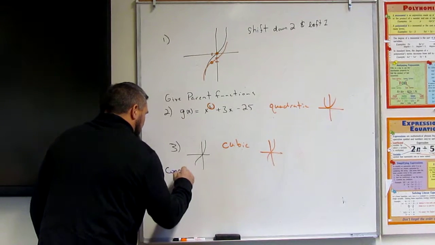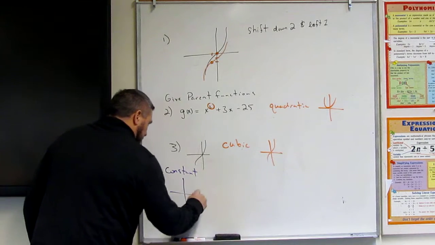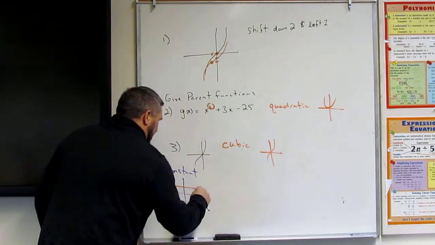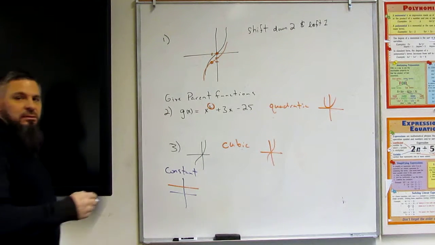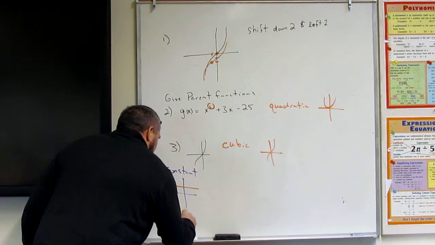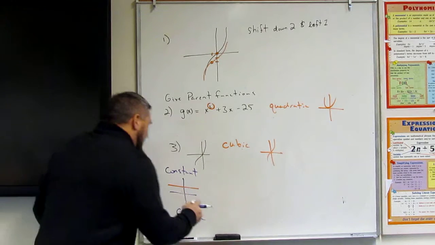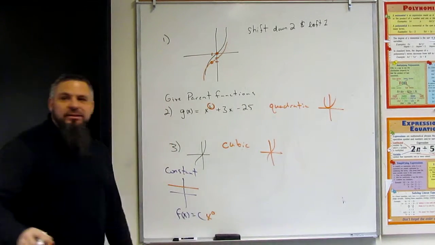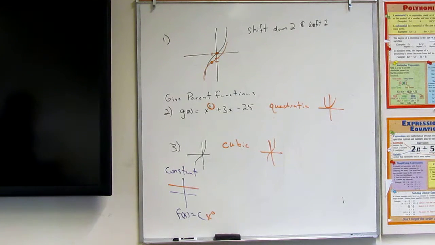Constant looks like this, and it goes like that, right? And that's f of x equals what? C. F of x equals c, or a constant. In other words, x to the 0 power. There's an x there, but it's to the 0 power. Okay, that's why it's a constant. So when there's no x at all, you know that's a constant. You should be able to do that.